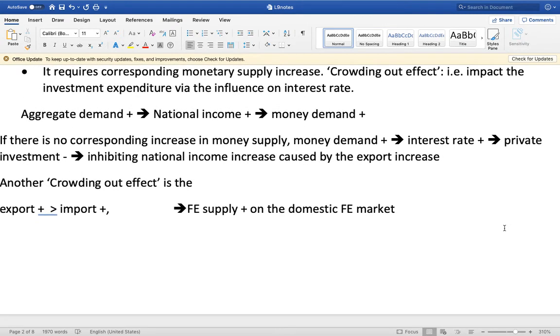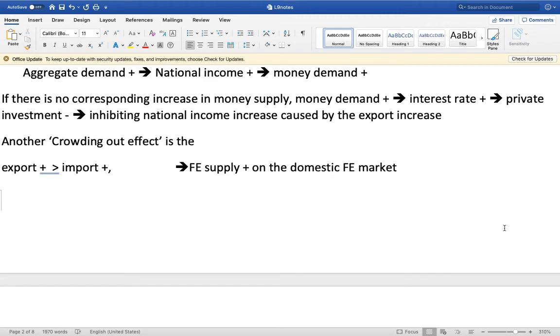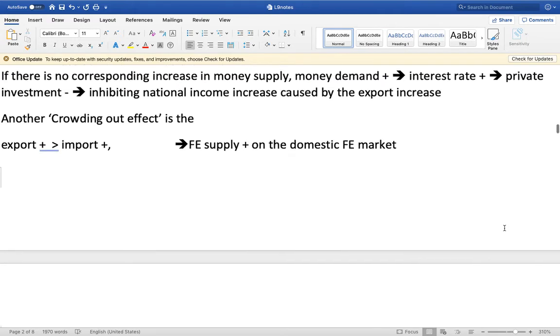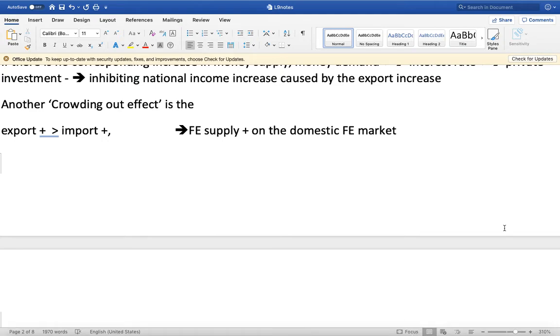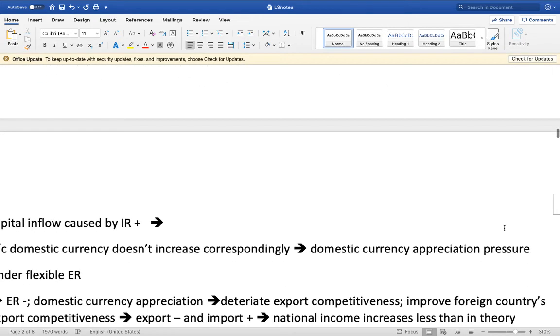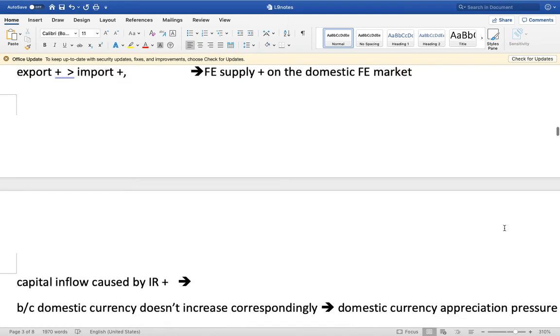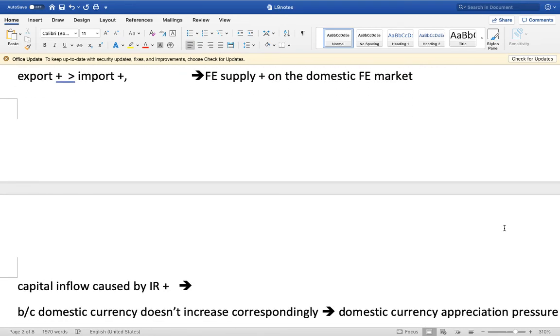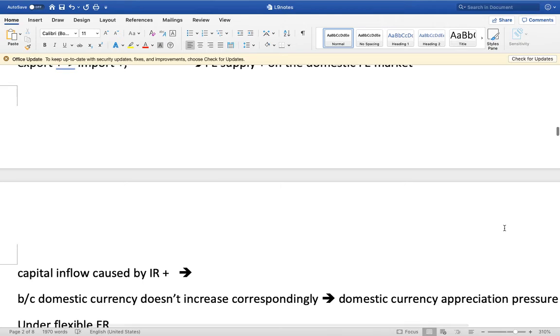Another crowding out effect is that the export increase being greater than the import increase is related to the foreign exchange supply increase on the domestic foreign exchange markets. And also the capital inflow caused by the interest rate increase will also cause the foreign exchange supply increase on the domestic foreign exchange markets.